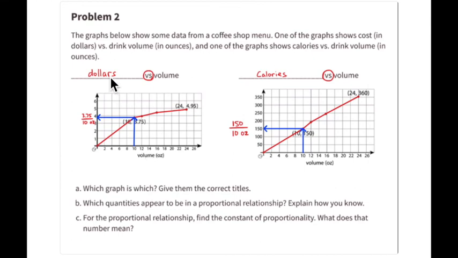Once again, this is dollars, and they use this word versus, dollars versus volume. And people often talk about graphs in that way. They talk about whatever the y value is versus what the x value is. So this is dollars versus volume, and this is calories versus volume.